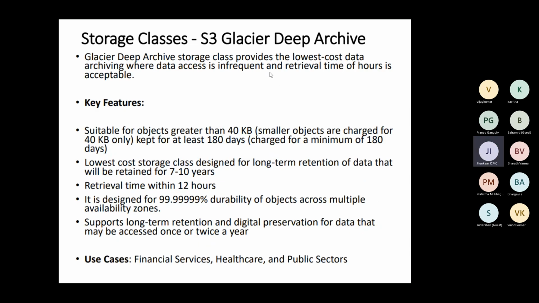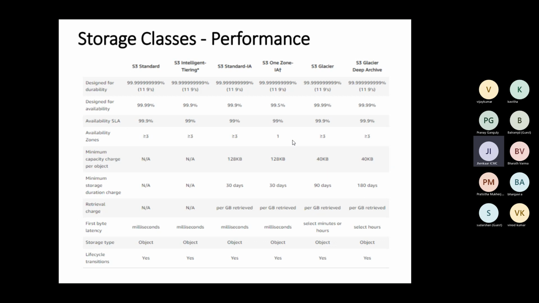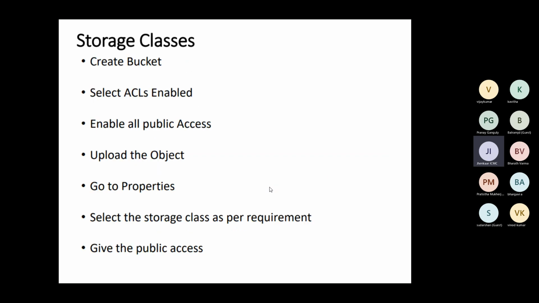And again, there is Glacier Deep Archive, which is an improved version of S3 Glacier. You should keep data for a minimum of 180 days, at least 6 months. The reason is that there will definitely be some requirements, right? If you want to keep some data for 6 months or 1 year, then you need to select these options. I've given some comparison, so I request all of you to go through it.